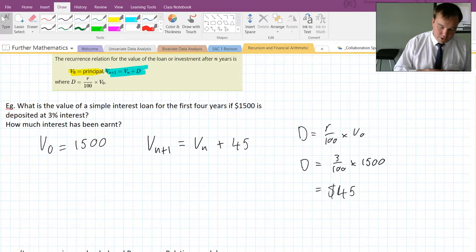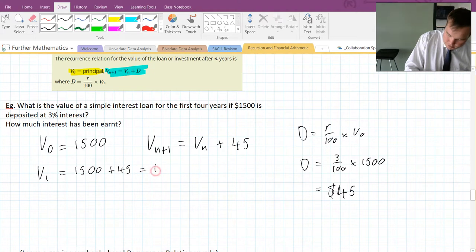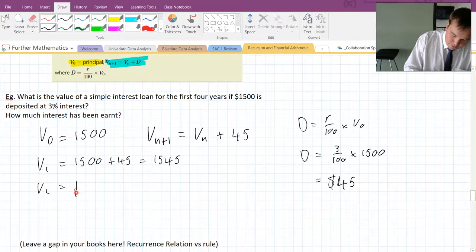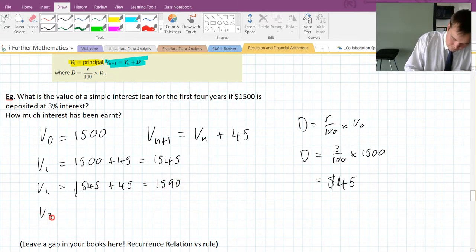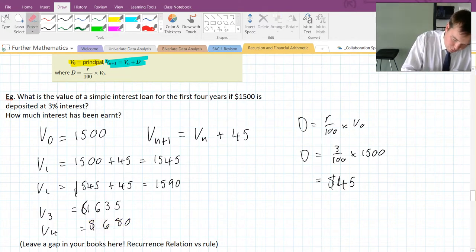So to model this using recursion, we would say, well, if V0 is equal to 1,500, V1 is equal to 1,500 plus 45. V2 is equal to 1,500 plus 45 plus another 45, etc. Now what this number is representing is the amount of money that's owed at the end of 4 years.